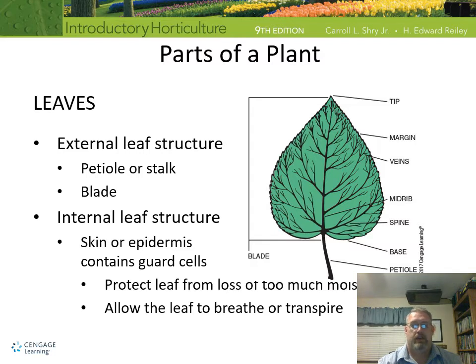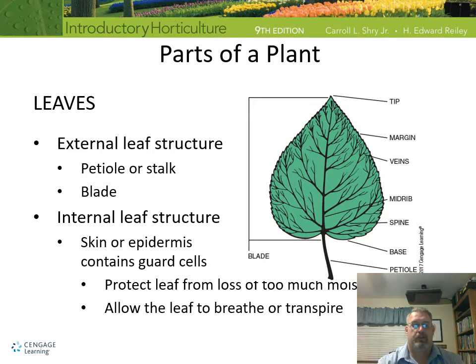This helps to understand what type of plant you're working with. As you can see, here is the diagram of a leaf. The external structure includes the petiole or the stalk, which would be where it attaches to the rest of the plant. And you have the blade, which is the entire size or surface area of the leaf.